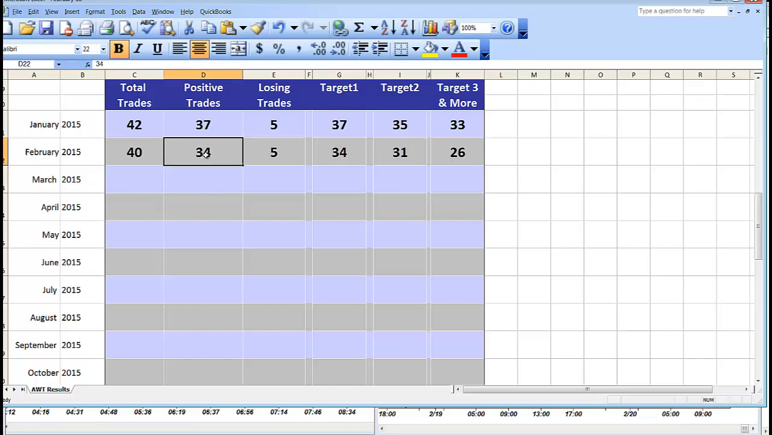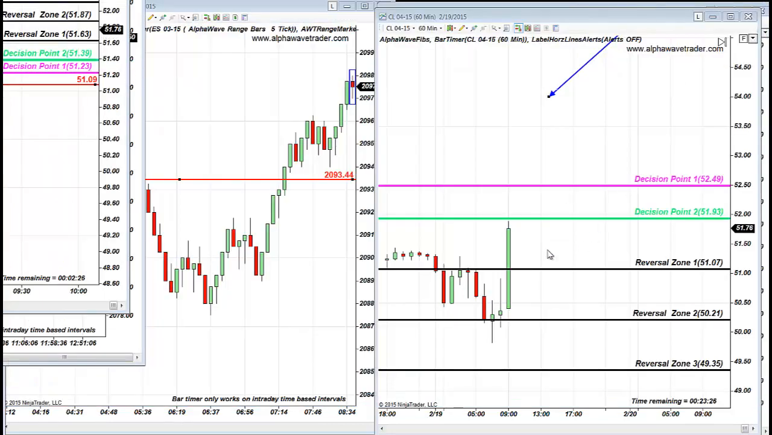Out of 40 trades, 35 positive. And you witnessing that 27 trades made it to reversal zone. You're witnessing the importance of moving your stop to break even and trailing and let your trade rip. But do not ever ignore hourly levels.